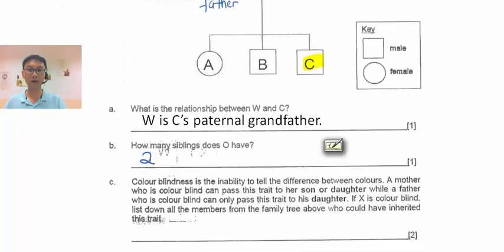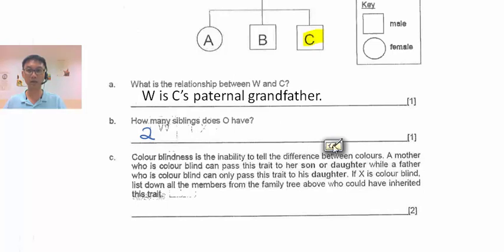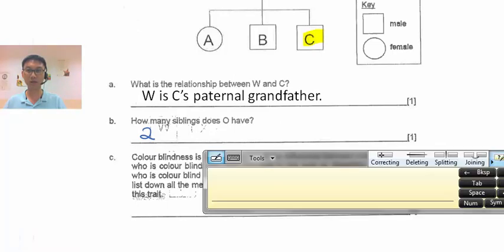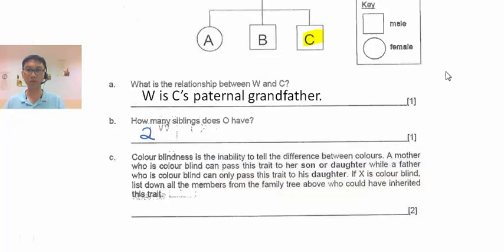Now, part C, color blindness is the inability to tell the difference between colors. A mother who is colorblind can pass this trait to her son or daughter. Okay, now this is very important here. A mother can pass this trait to her son or daughter. Okay, but a father can only pass this trait to the daughter. So take note, mother can pass to son, daughter. Father can only pass to the daughter. So this is something peculiar.